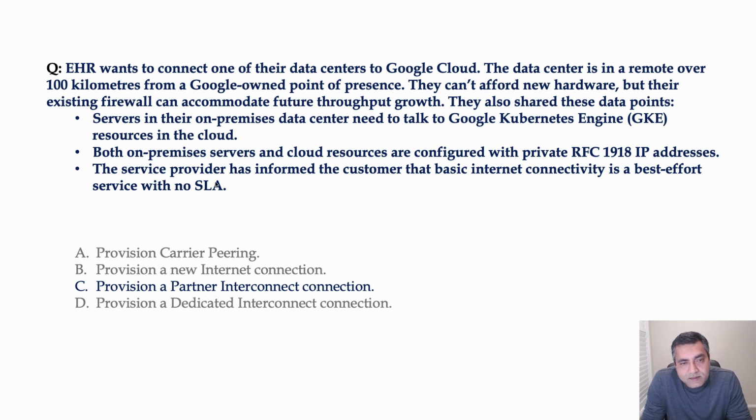So looking at the question, it's trying to look at the solution from the interconnect point of view. Interconnect has two options, either partner or dedicated. But for a dedicated, you need to be close to one of Google's colocation locations. In this particular case, it's in a remote location over 100 kilometers from a Google-owned point of presence. Because they are far away from a Google-owned point of presence, the only option they have is to go through a partner interconnect connection. So C is the answer.